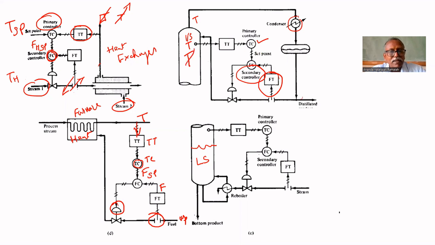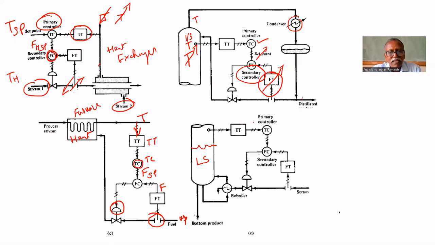Based on that, if the temperature increases, it will increase the flow rate. That's why the set point will increase. Similarly, any increase or decrease in flow rate will be controlled then and there by that. Therefore, any change in flow rate will not affect the temperature. So here also we can implement the cascade control.